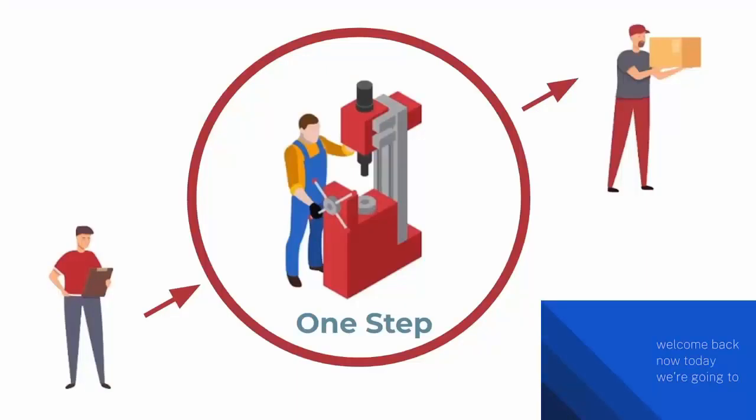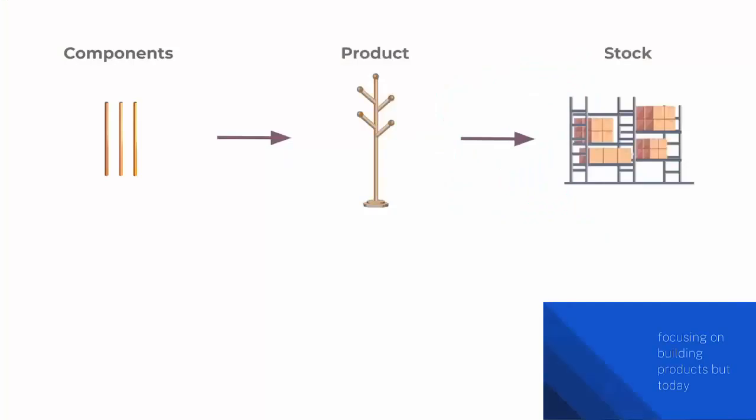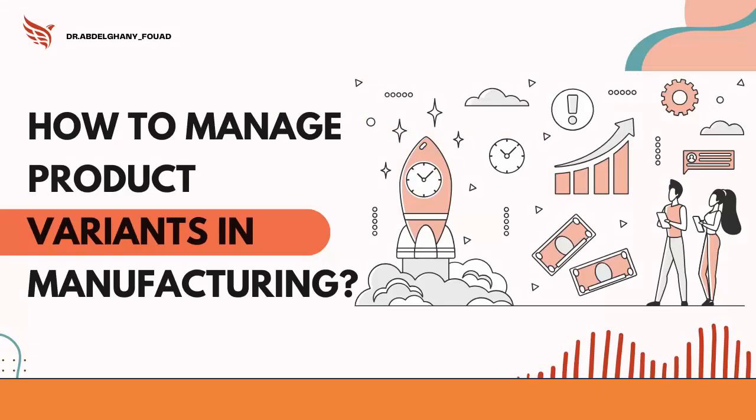Welcome back. Today we're going to learn the most basic method of manufacturing: in one step. Not 2 or 3 or however many steps. You might have been focusing on building products, but today we're going to do some planning, and we're also going to briefly touch on some big business bro words like procurement.